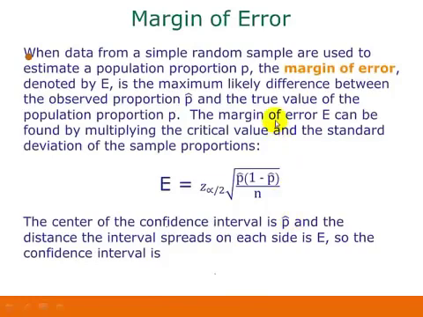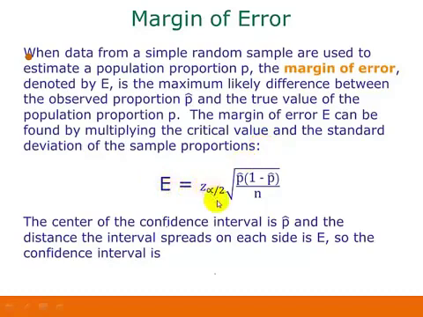Now we're going to use all these things to find our margin of error for the confidence interval. When data from a simple random sample are used to estimate a population proportion P, the margin of error, which we denote by a capital E, is the maximum likely difference between the observed proportion p hat and the true value of the population proportion P. The margin of error E can be found by multiplying the critical value and the standard deviation of the sample proportions. So here's the formula.